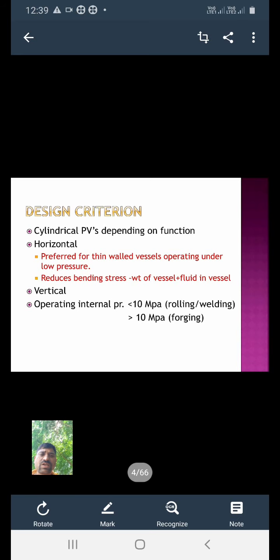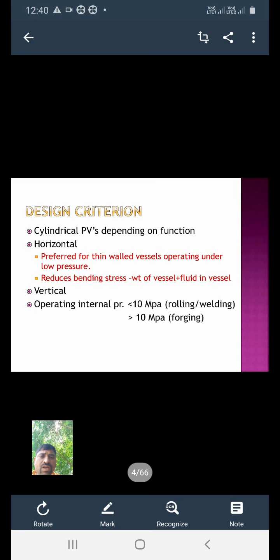Cylindrical pressure vessels depend on the function. There are two types of pressure vessel, horizontal and vertical. In the horizontal, we are prepared for a thin walled vessel operating under low pressure. Low pressure vessel means the operating internal pressure is less than 10 MPa, or Newton per mm square, made by rolling or welding.